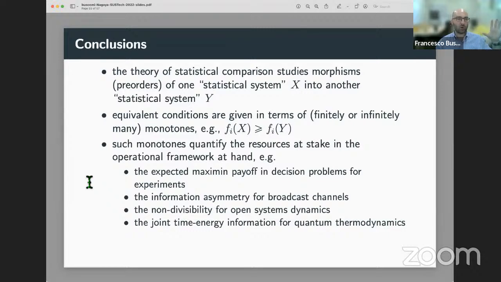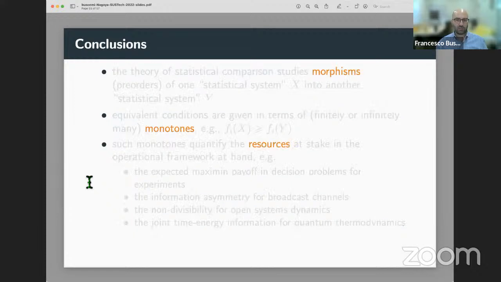So if you want to take home one message, just say that the theory of statistical comparison essentially studies morphisms and monotones between resources, statistical resources. And with this, I finish my presentation and I thank you for your attention.